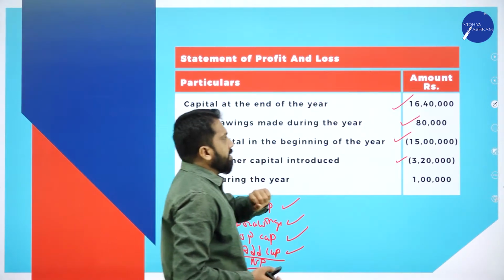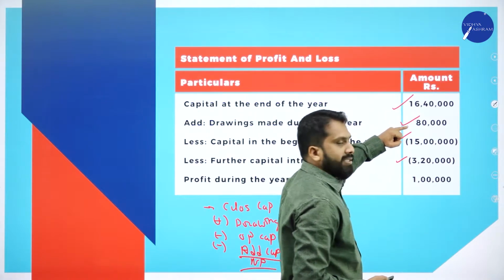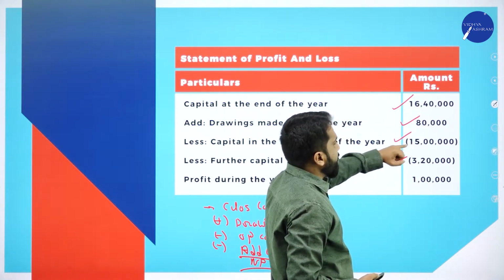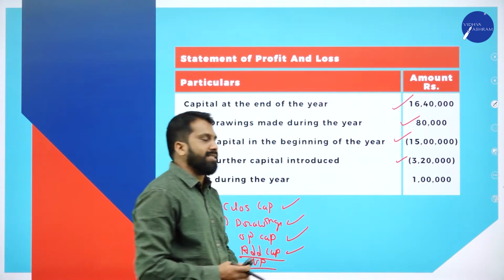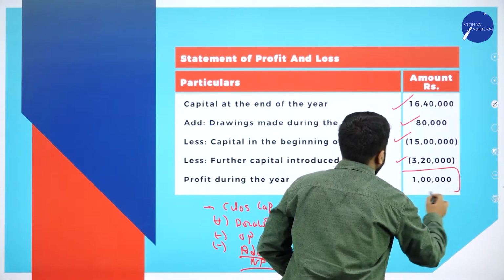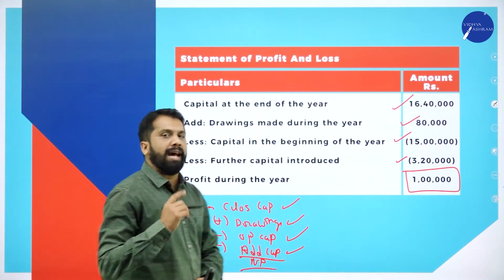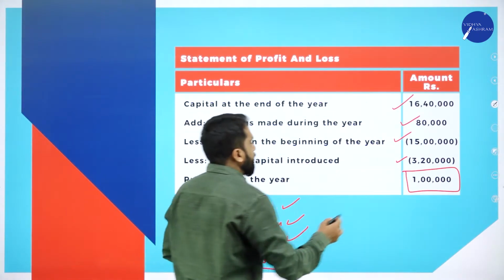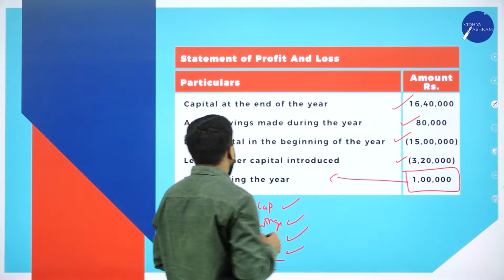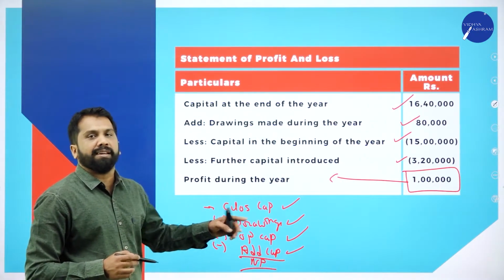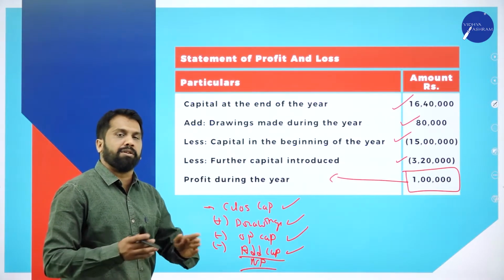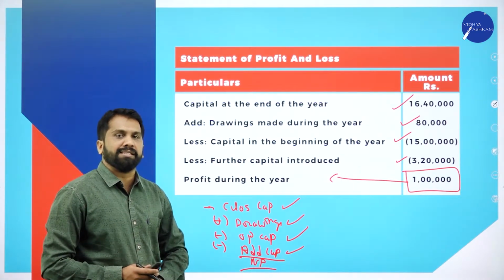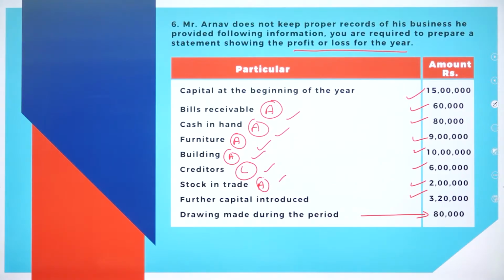Now, in this, 16 lakh 40 plus 80,000 minus 15 lakh minus 3,20,000, your final answer is 1 lakh. What is this 1 lakh? This is your profit during the year. Clear? This must be your answer. I'll go back to your question. You can take a screenshot. So this will be your question.